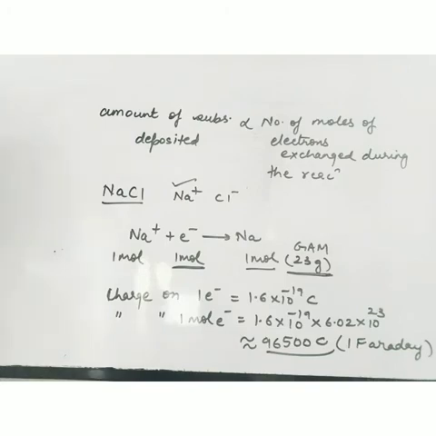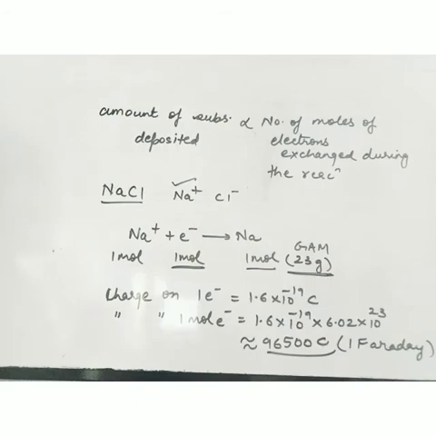So what is 1 Faraday? 1 Faraday is the charge on 1 mole of electrons, that is 96,500 coulombs. It means if I want to deposit 23 gram of sodium, I have to supply this much charge. This is the latest concept which we are using in calculating the substance deposited.